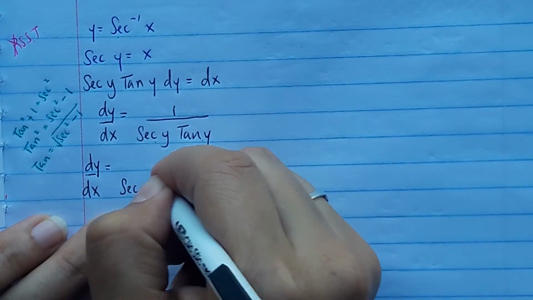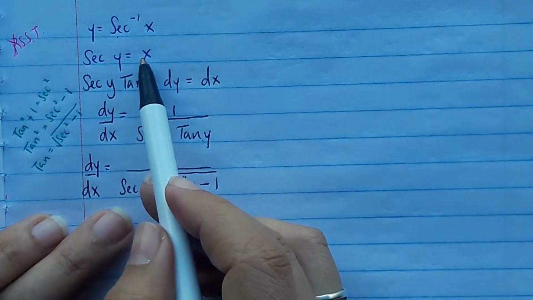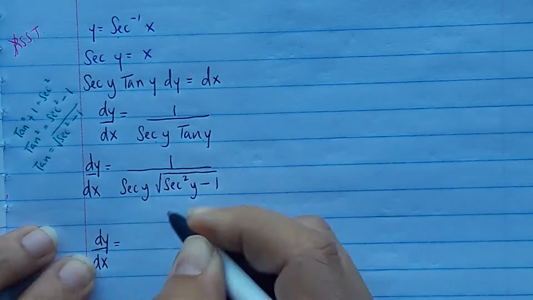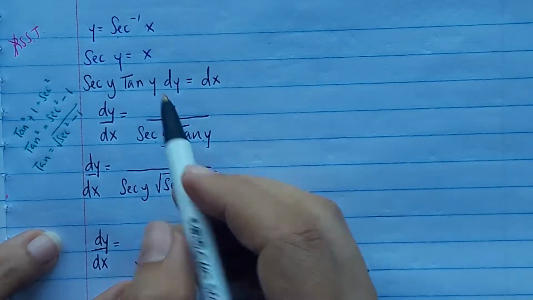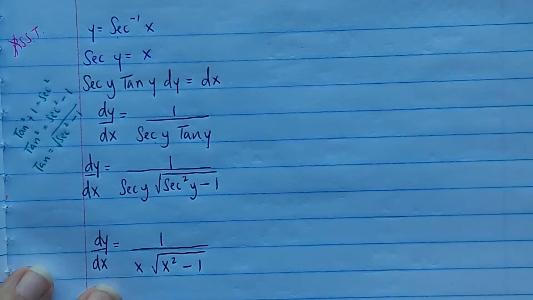Alright, now let's go ahead and substitute that in. So we have 1 over secant y, and then now tan y becomes the square root of secant squared y minus 1. Secant y is x, so we can say that's 1 over x, and then the square root of secant squared should be x squared minus 1.